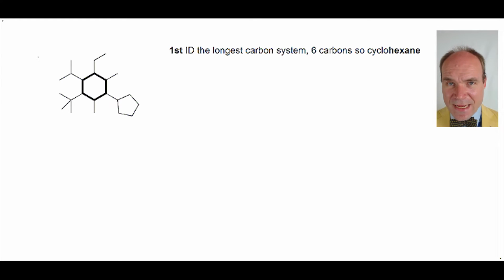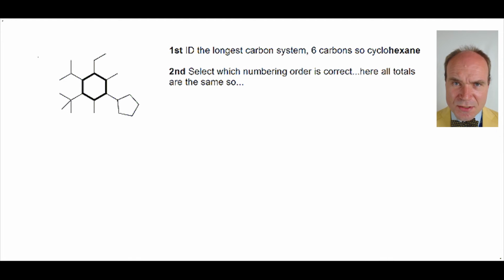So we've got hex for 6, cyclo for the ring, which gives us a name for the ring system of cyclohexane. Okay, that's the parent ring sorted out. Now we need to give the location of the functional groups that are attached to the parent ring.